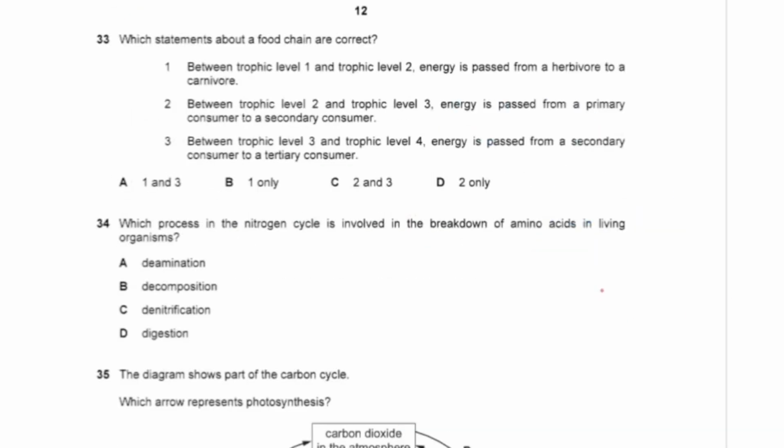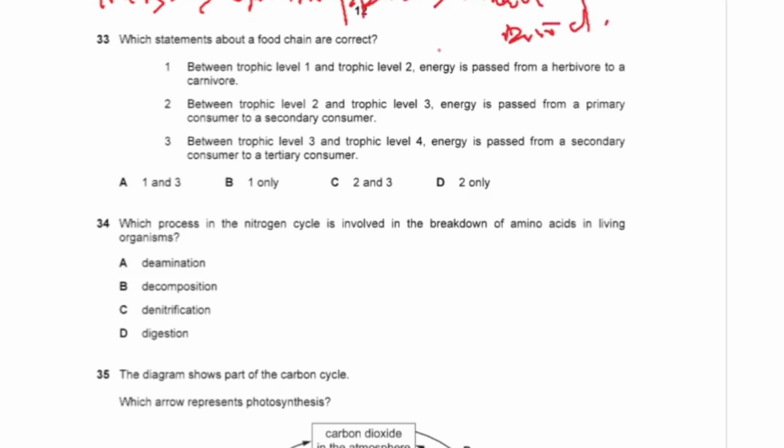Moving on to the next question, which statements about a food chain are correct? Now, the food chain is a simple feeding relationship that shows the transfer of energy from one organism to another. So I'll just have this to be my simple food chain. From grass, I'll go to my grasshopper, and then I'll go to my, what should I use there? What preys on grasshopper? I'm just going to say my small bird.